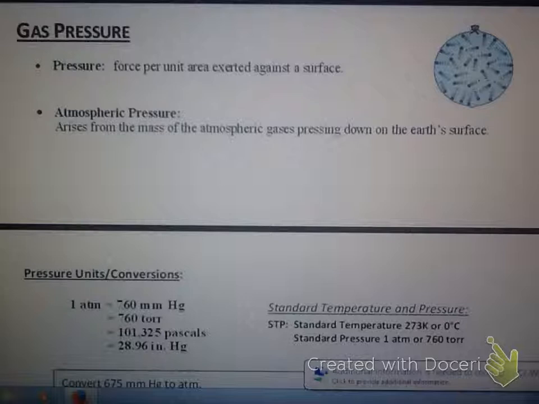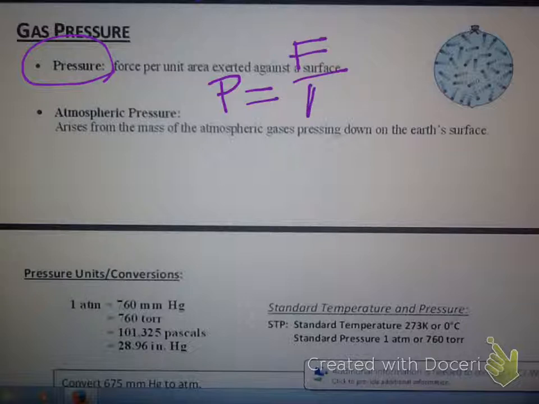So all gases have a certain pressure that we can measure. So what is gas pressure? You probably know what pressure is, but if you don't, we'll go ahead and define it. Pressure, you might have learned in an intro to physics class, is force per unit area exerted against a surface. So the pressure that anything exerts is always force divided by area.